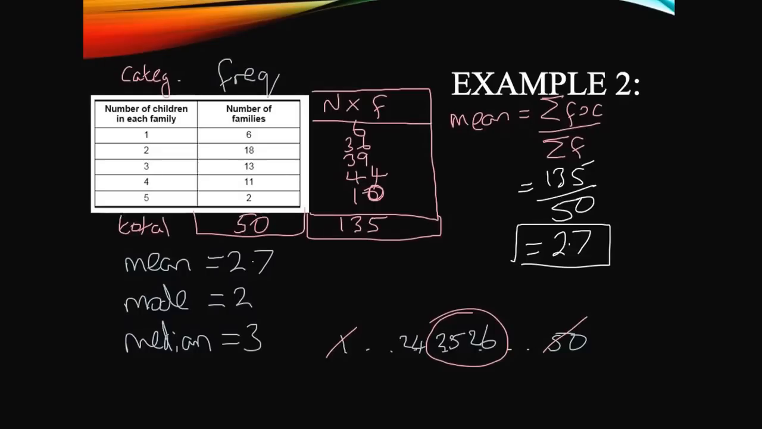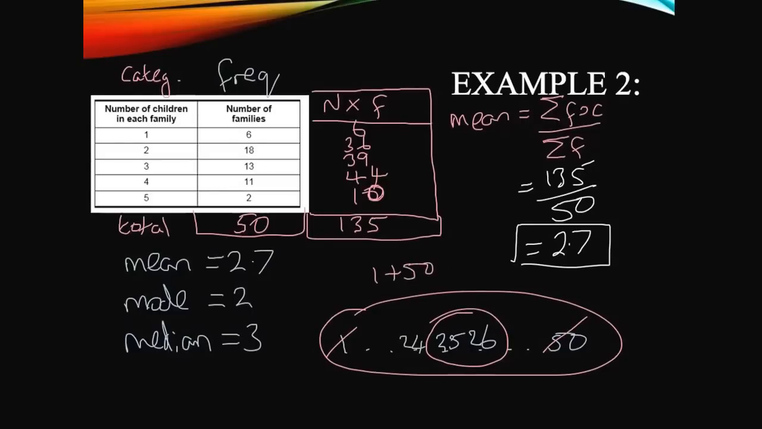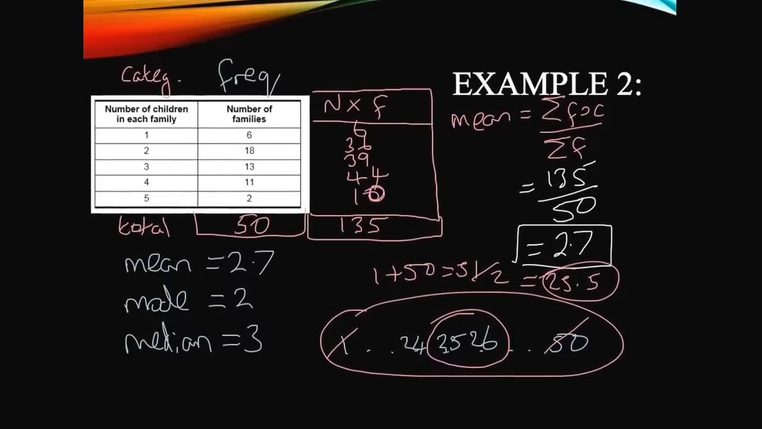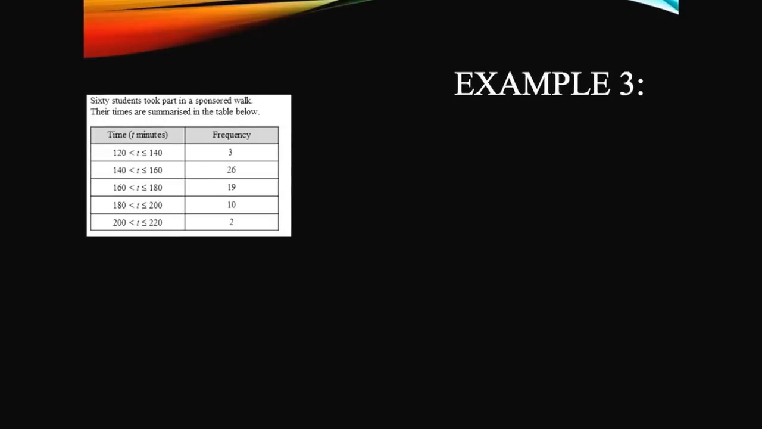A quick shortcut in order to be able to do this type of thing is to add up your first and last number. So 1 plus 50 gives you 51, and then divide it by 2. That gives us 25.5. That'll tell us which value we're looking for. That's the median number. Okay, let's keep going then and look at the final one.